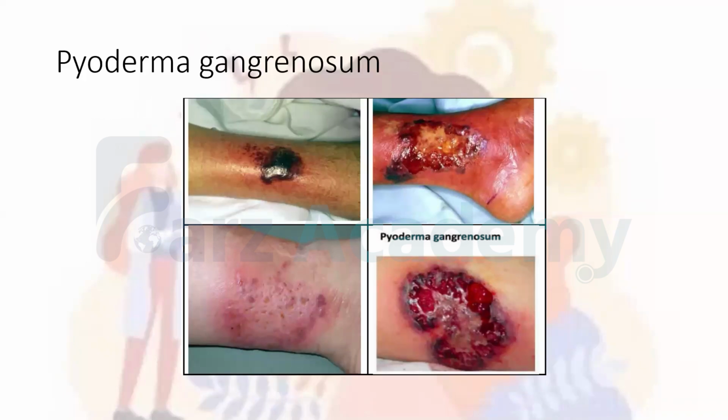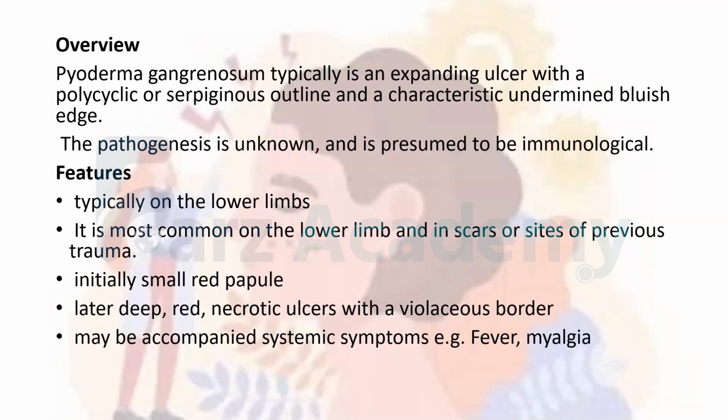So you can make a note of the lesion, how it looks. It can be very mild, like how it looks in the first lesion, and it can also form ulcerating lesions, like how it's seen in the others. So it typically is an expanding ulcer with a polycyclic or serpentinous outline and a characteristic undermined bluish edge. The pathogenesis is unknown and it is presumed to be an immunological disease.